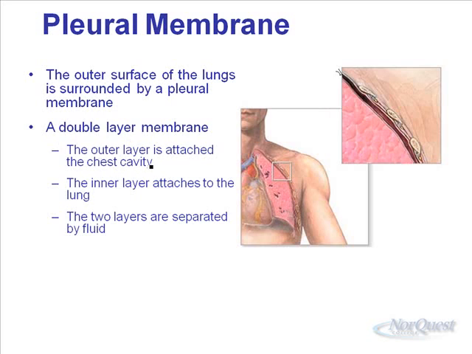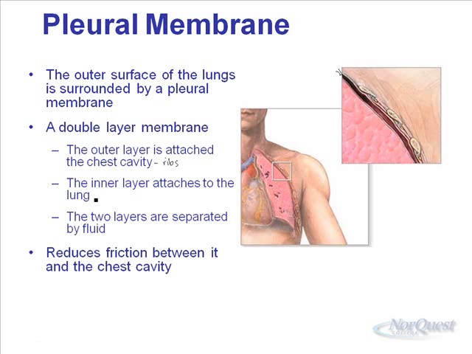But the pleural membrane, it's a double-layer membrane. The outer layer is attached to the chest cavity, so kind of along the ribs. The inner layer is attached to our lungs, and in between the 2 layers is fluid. And what that does is it just keeps the friction down when we're breathing in and breathing out.